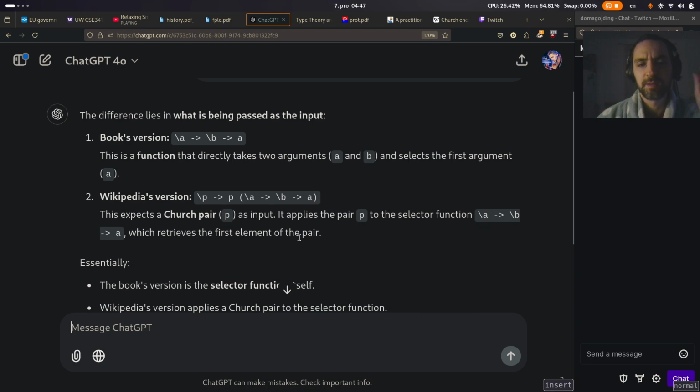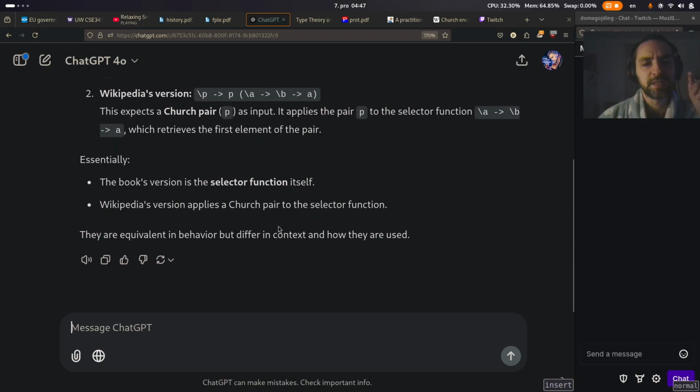This expects a church pair as input. The book's version is the selector function itself. Wikipedia's version applies a church pair to the selector function. They are equivalent in behavior but different in the context of how they are used.